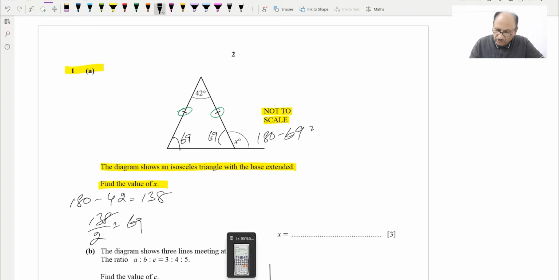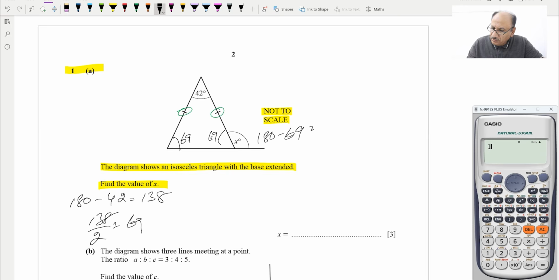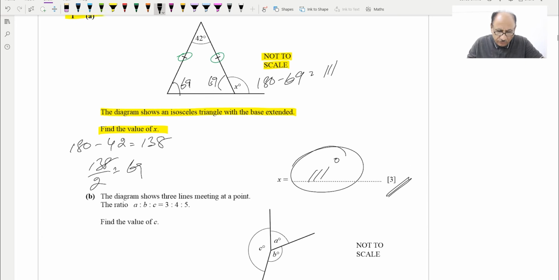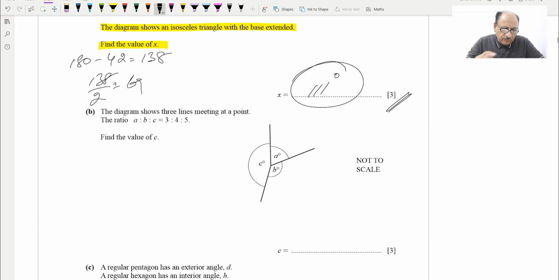So we can check, 180 minus 69 is equal to 111. So 111 degrees will be the answer for 3 marks. Hopefully you understood this. Then part B says the diagram shows three lines meeting at a point.